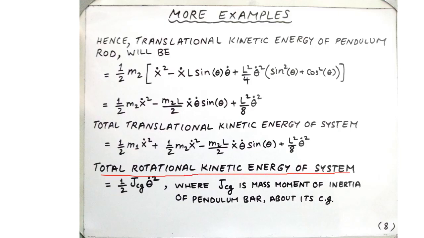In this case, the only element exhibiting rotational motion is the pendulum bar, whose rotational kinetic energy is taken as half times jCg times theta dot square. Now note that jCg is the mass moment of inertia of the pendulum bar as it rotates about its center of gravity, not about the pivot. And this is something we need to pay attention to.